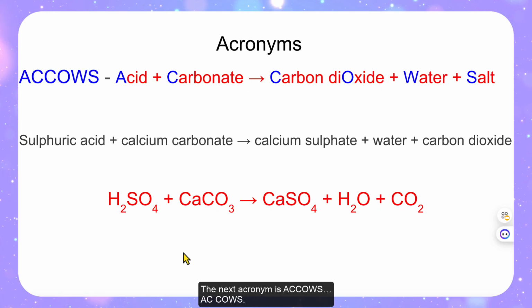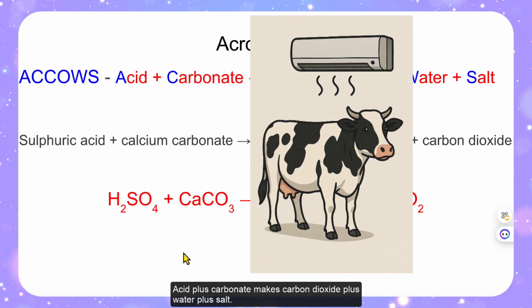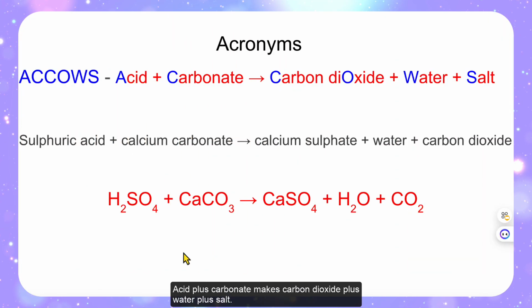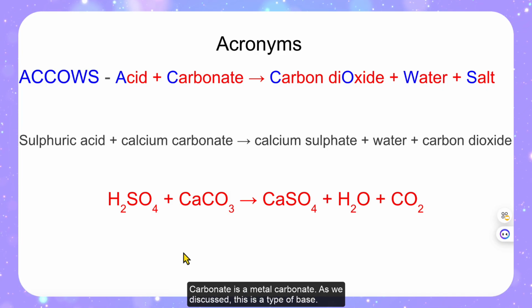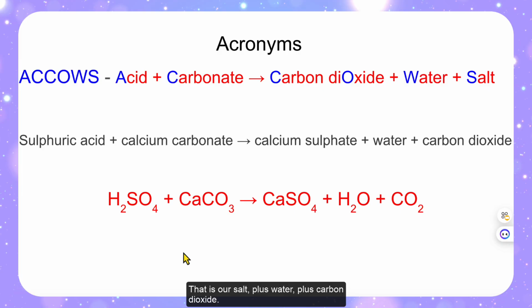The next acronym is ACCOWS, AC cows. Students of mine in the past have remembered this as air-conditioned cows. Acid plus carbonate makes carbon dioxide plus water plus salt. Carbonate is a metal carbonate. As we discussed, this is a type of base. As an example, sulfuric acid plus calcium carbonate makes calcium sulfate, that is our salt, plus water, plus carbon dioxide.